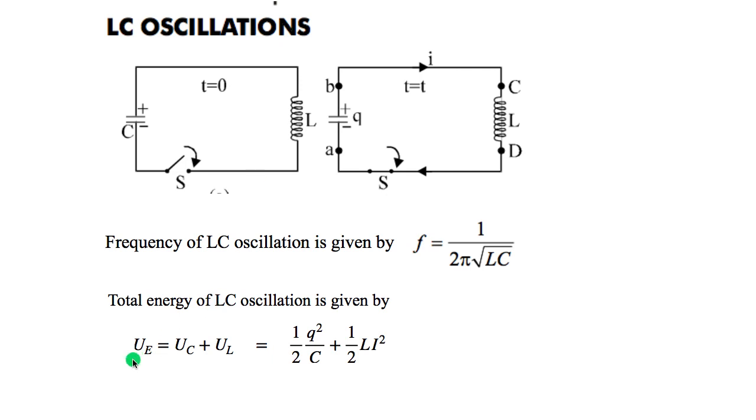The total energy in the LC oscillator is given by the potential energy in the capacitor plus the magnetic potential energy in the inductor. In the capacitor the energy stored is half Q square by C. In the inductor the energy stored is half L I square. We studied this in the previous chapters. This is the LC oscillation. You should remember the formulas.